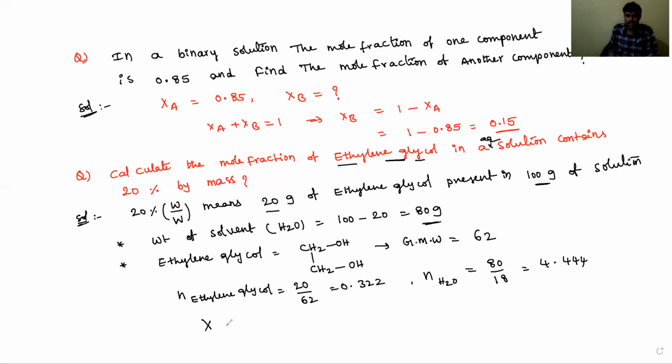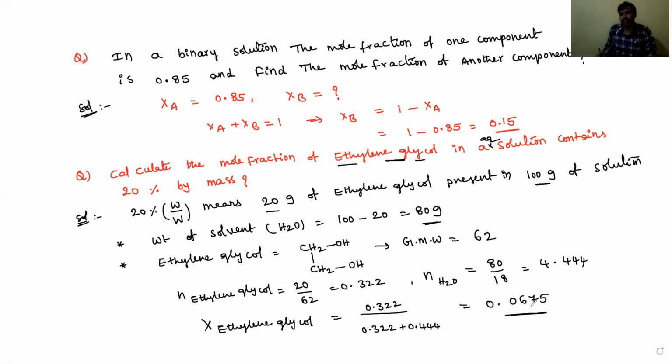Now the mole fraction of ethylene glycol is equal to the number of moles of ethylene glycol, 0.322, divided by number of moles of ethylene glycol plus number of moles of water, 4.444. On simplification we will get 0.0675 as the mole fraction of ethylene glycol. Okay, students, here the question is not given directly.